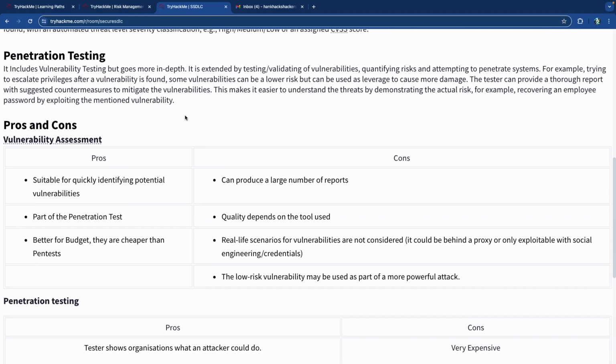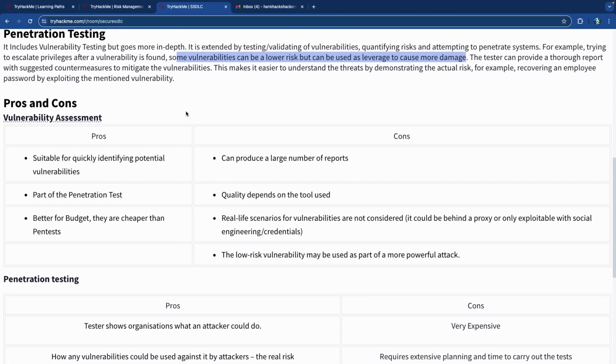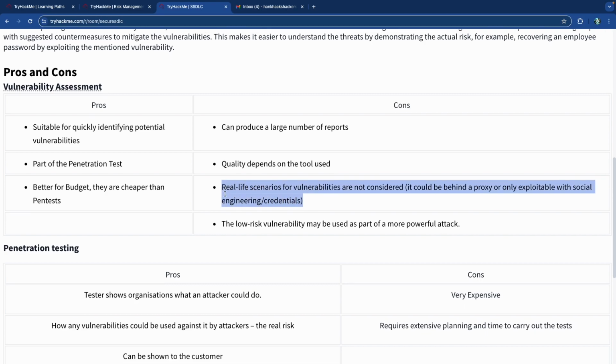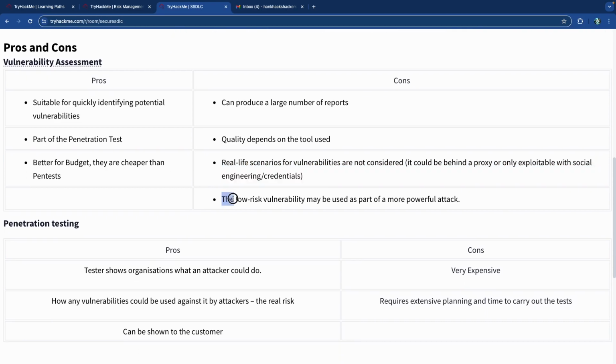So if it's a low risk vulnerability, this is what we were talking about right here. A vulnerability can be a lower risk vulnerability, but it can be used as leverage to cause more damage. And that's the job of a pen tester. They look at the vulnerability and they're like, oh, I can dip my toe in the pool, so to speak, with this little vulnerability. But if I do, then I get access to these other vulnerabilities and I can actually attack the system. And a vulnerability scanner doesn't do that. A vulnerability assessment doesn't do that. They just show you, hey, this is kind of low risk or whatever.